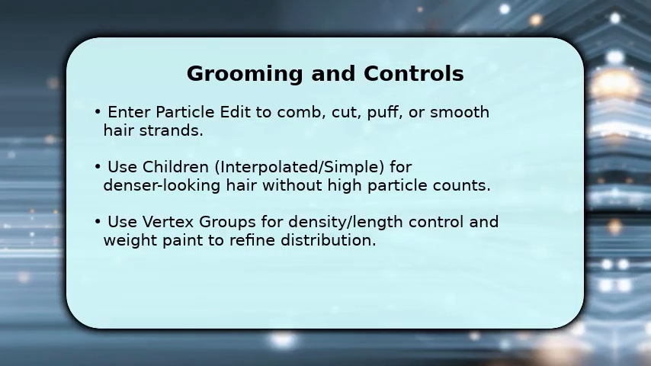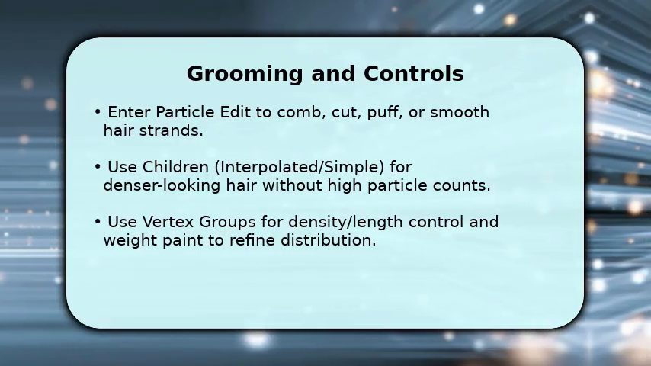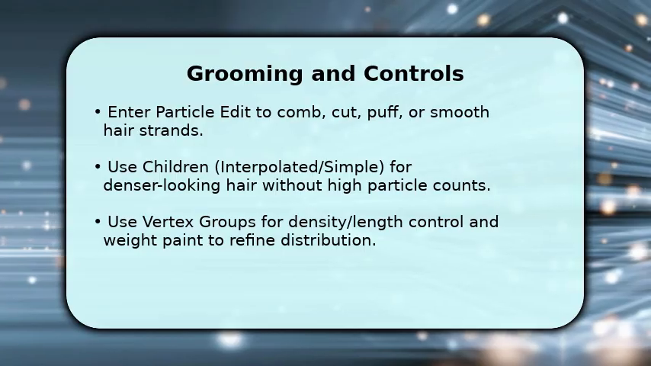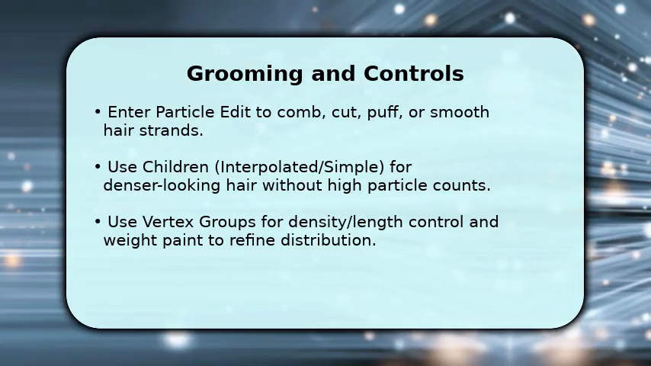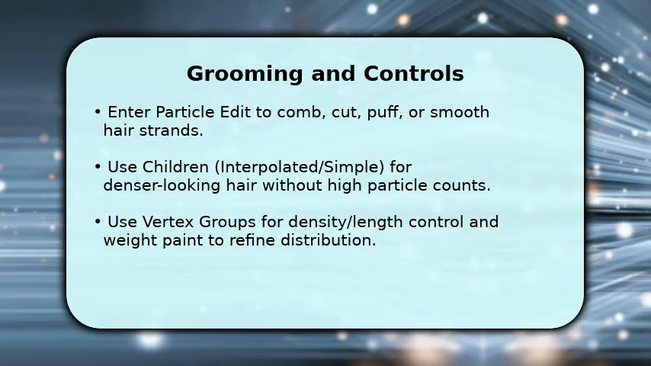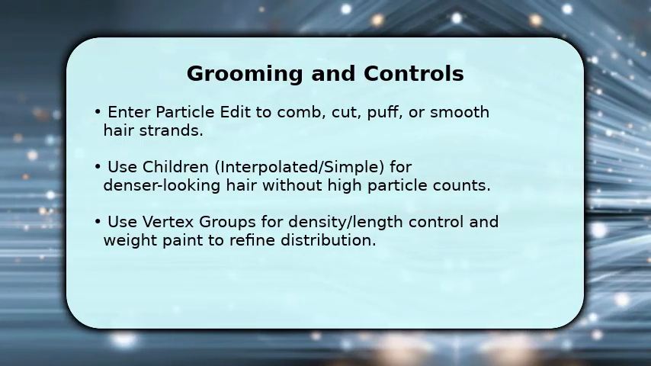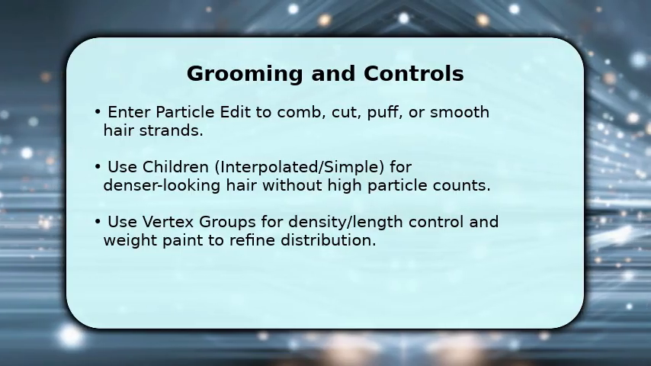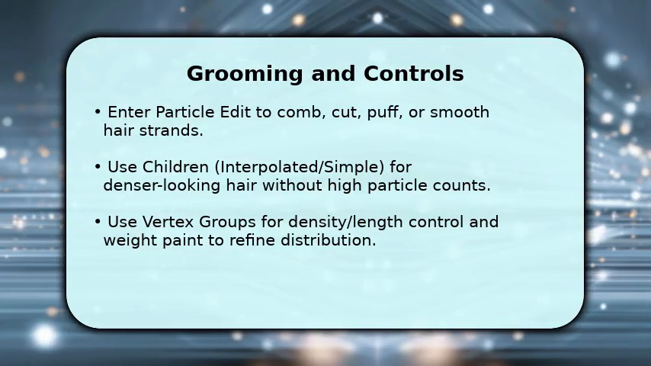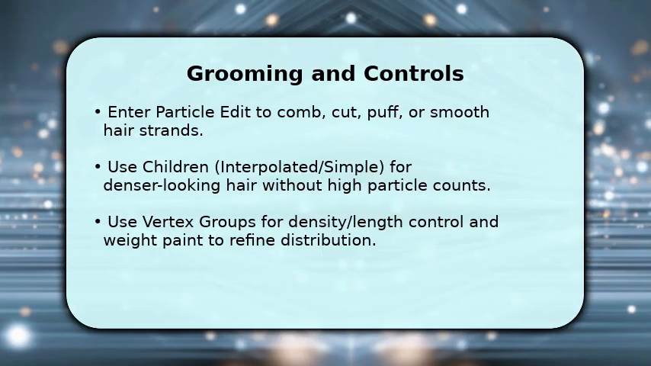Once done, enable children, interpolated for smooth bundles or simple for clumps, to multiply apparent hair while keeping performance reasonable. Use vertex groups assigned in the particle settings to control density, length, and kink. Paint weights directly on the mesh to tether hair only where you want it. Also tweak roughness and kink settings to add natural variation across the coat.